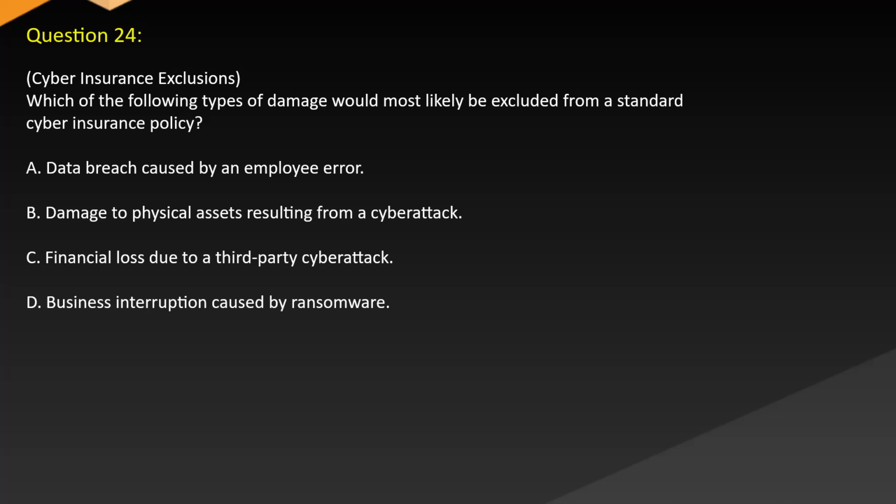Question 24. Cyber insurance exclusions. Which of the following types of damage would most likely be excluded from a standard cyber insurance policy? A. Data breach caused by an employee. B. Damage to physical assets resulting from a cyber attack. C. Financial loss due to a third-party cyber attack. D. Business interruption caused by ransomware.